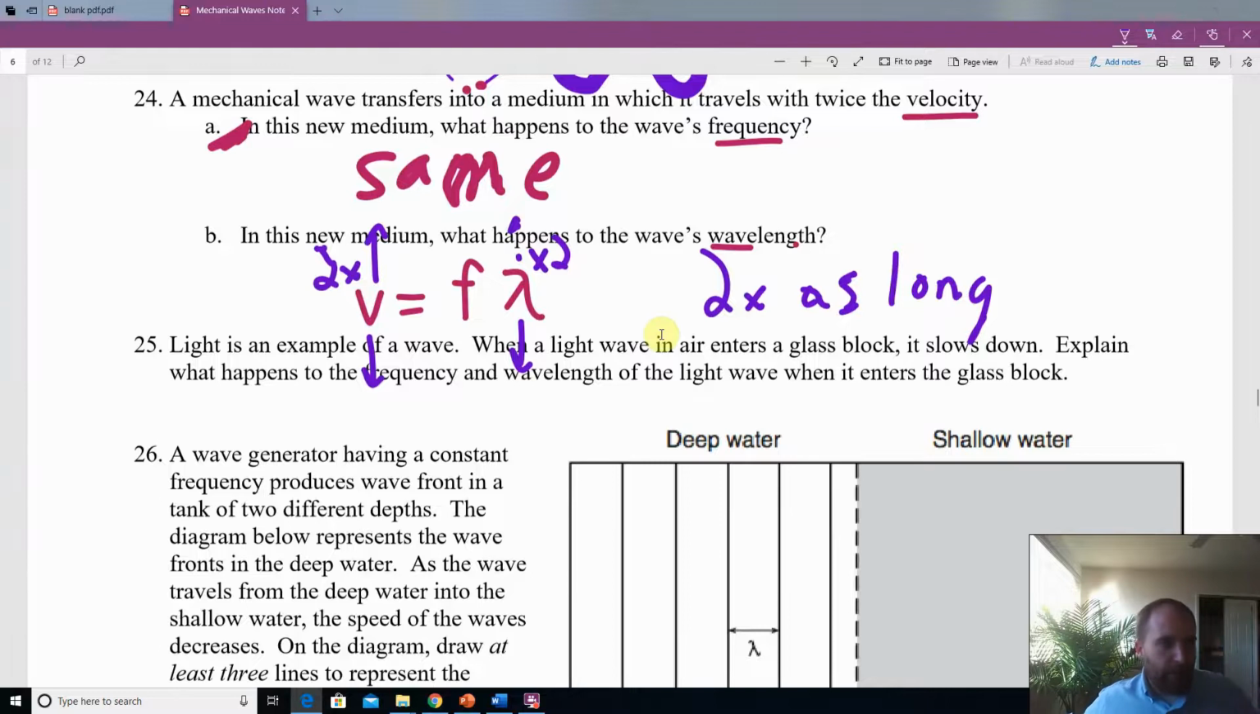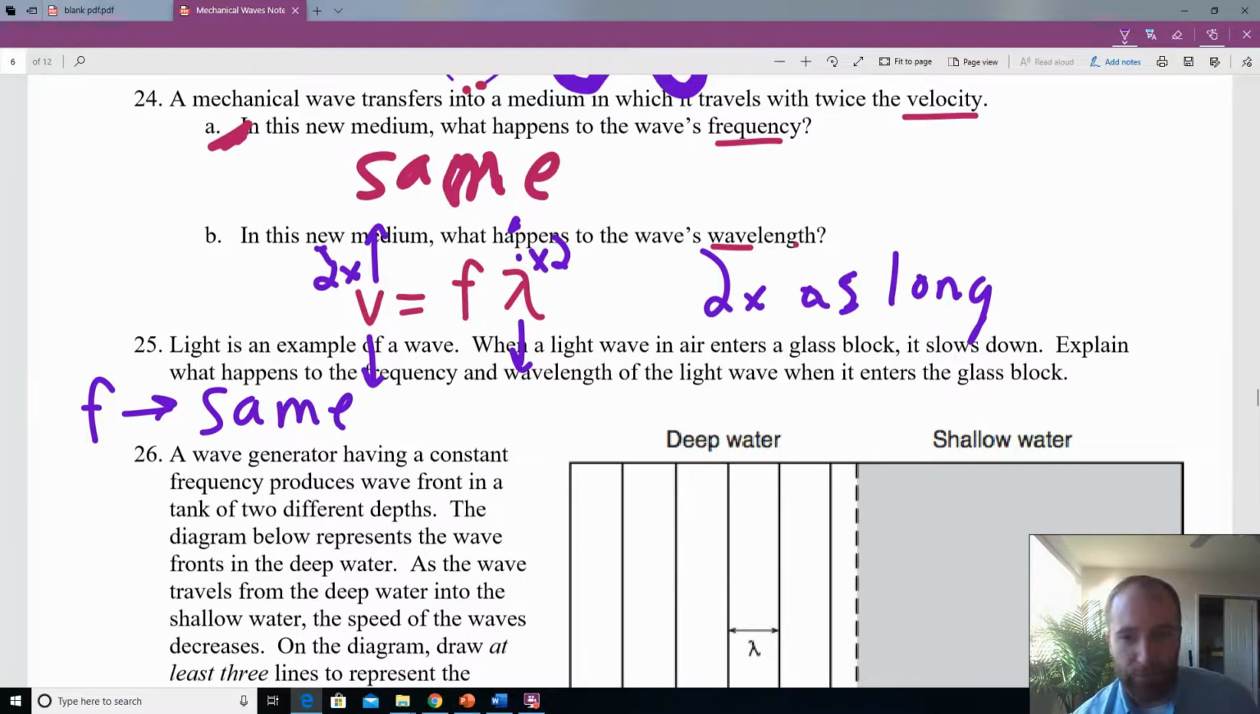25. Light is an example of a wave. When a light wave enters a glass block, it slows down. Explain what happens to the frequency and wavelength of light when it enters the glass block. Let's start with frequency. You should have answered that immediately. It's the same. Right? Frequency is the same. Whenever a wave changes medium, the frequency will be the same. But wavelength and velocity can change, so it's going to slow down.